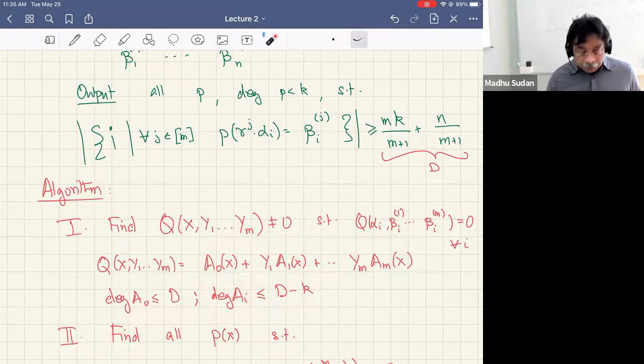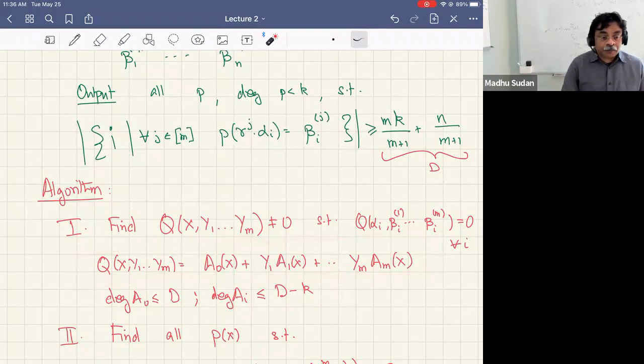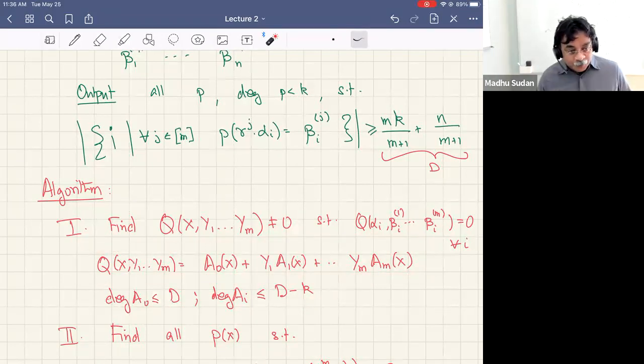Degree of A0 is at most d. And find me such a polynomial. Okay. That is step one.